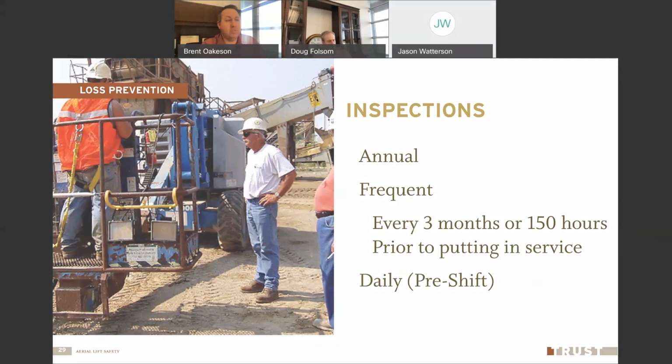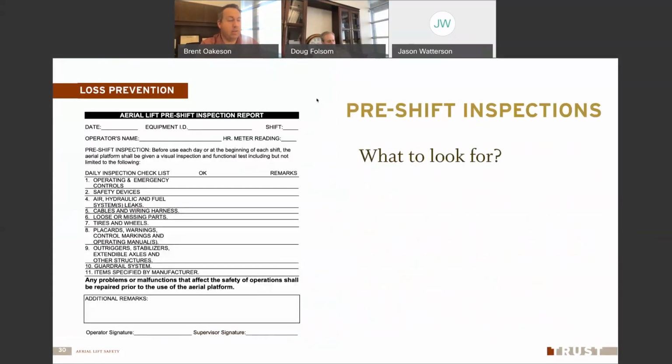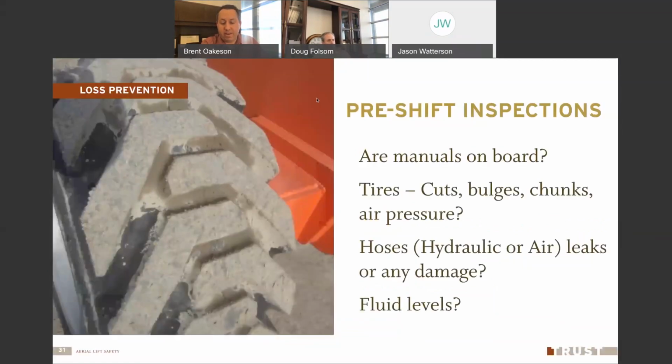So when it comes to pre-shift inspections, what kind of things do you want to look for? What would you check out on the equipment? It's really helpful to have a checklist, and this is one that we have that we can share with you. Just a simple checklist to run down, check, make sure everything's good to go before you go up in the air. You'll want to check for manuals, make sure that the manual's on board, that it's accessible.